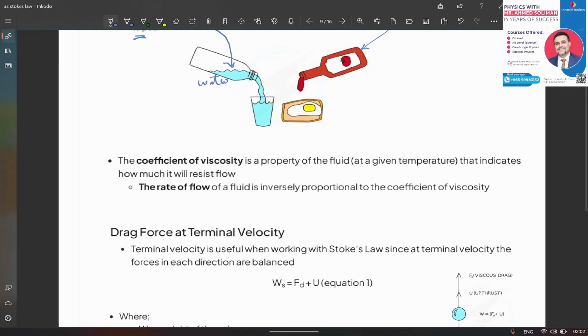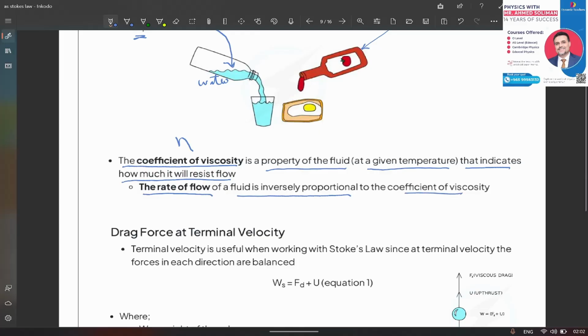Okay, now the coefficient of viscosity again. What is the symbol? It's eta. A property of the fluid. This is the definition: a property of a fluid at a given temperature, because it depends on temperature, that indicates how much it will resist flow. The rate of flow of a fluid is inversely proportional to the coefficient of viscosity. So high eta means high viscosity, so it has a low rate of flow. High viscosity, a low rate of flow. Low viscosity, high rate of flow. It will move fast. Okay.